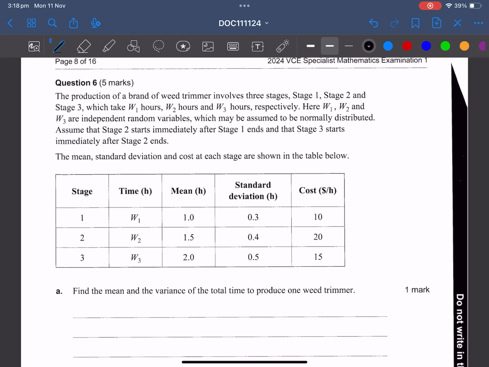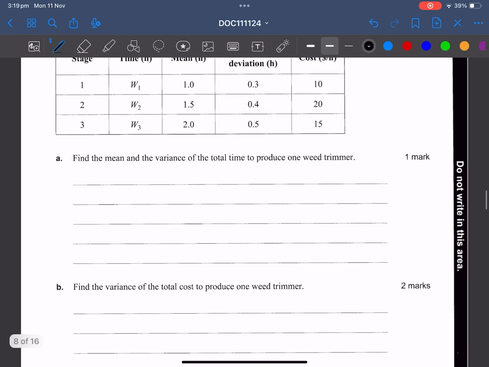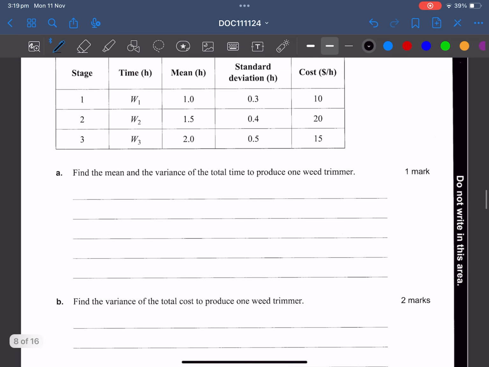The production of a brand of weed trimmer involves 3 stages, stage 1, 2, and 3, which take this, this, and this many hours respectively. Here, this, this, and this are independent random variables, which may be assumed to be normally distributed. Assume that stage 2 starts immediately after stage 1 and stage 3 starts immediately after stage 2. The mean, standard deviation, and costs at each stage are shown in the table below. Find the mean and variance of the total time to produce one weed trimmer.